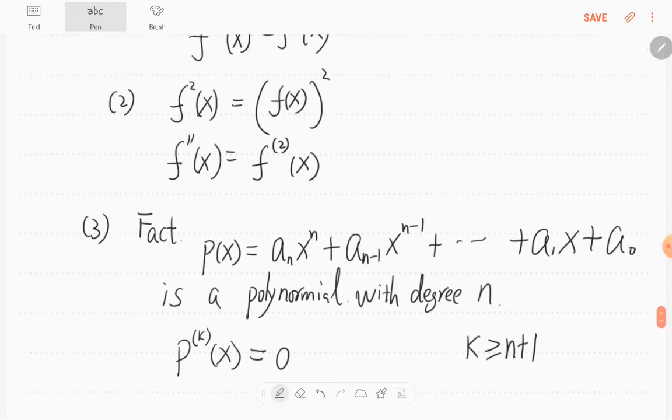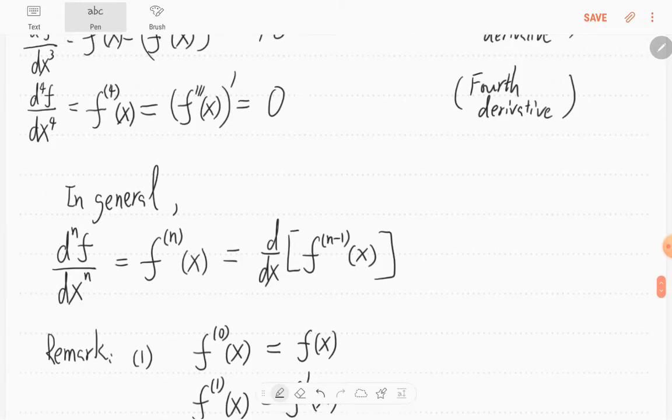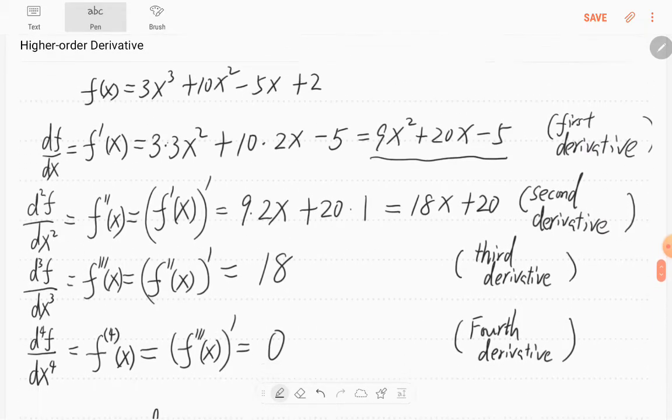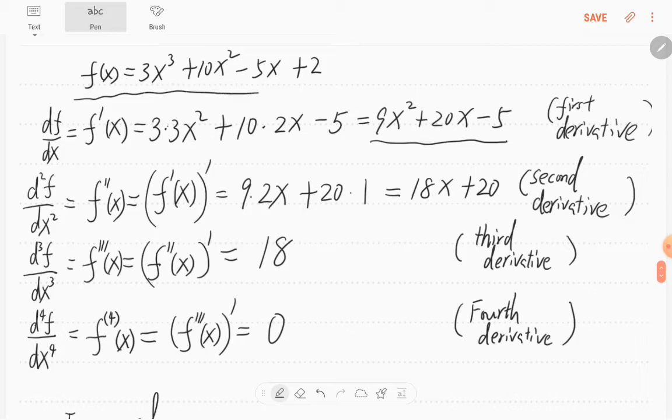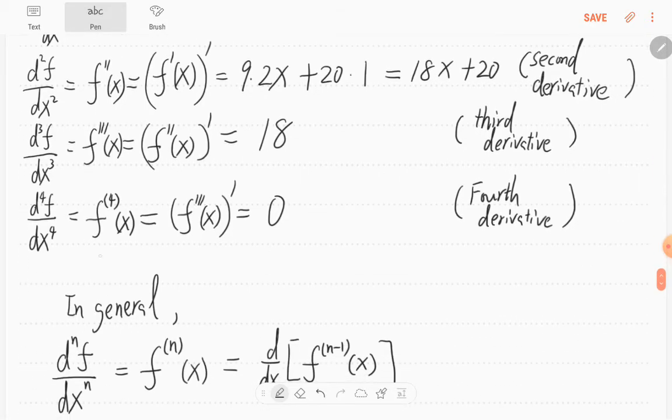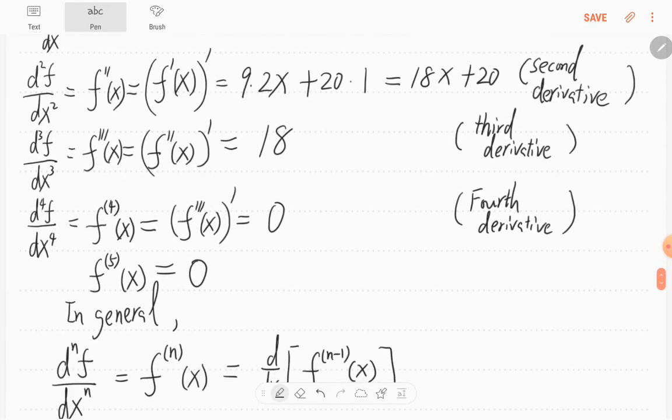You can see from our previous example that this function f has degree 3. If you take the fourth derivative, 4 is greater than 3, so you will have 0. After that, the fifth derivative will also be 0, and the sixth derivative is also 0. So if the order is greater than the degree, then you will have 0.